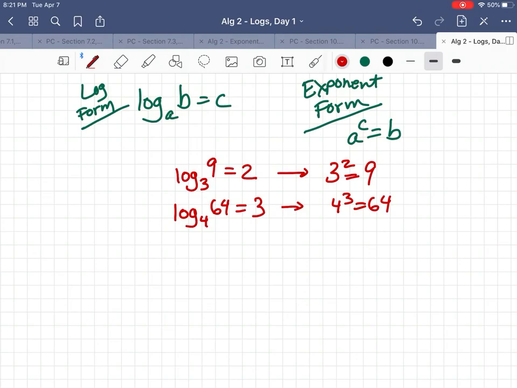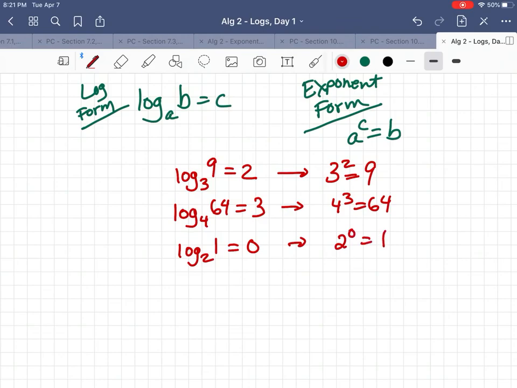All right, so let's try another one. Let's try log base 2 of 1. Say to yourself, 2 to what power equals 1? Well, I think 2 to the 0 equals 1. So that would be 0. 2 to the 0 equals 1, which is true.